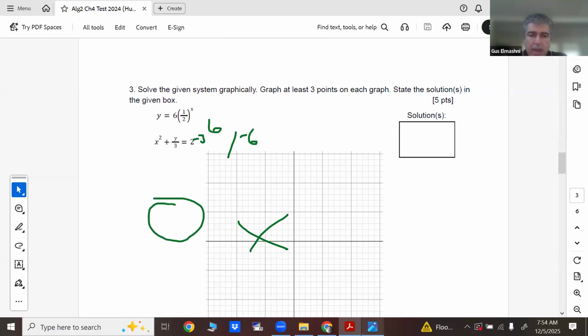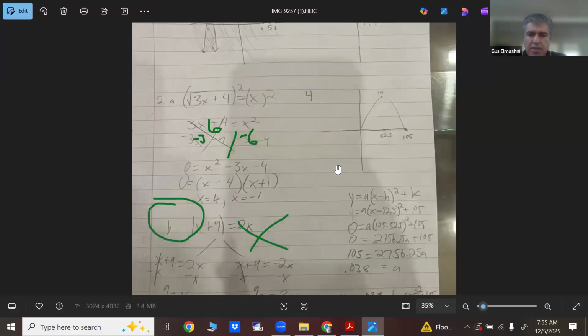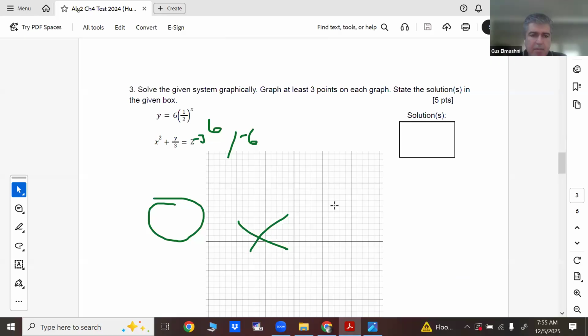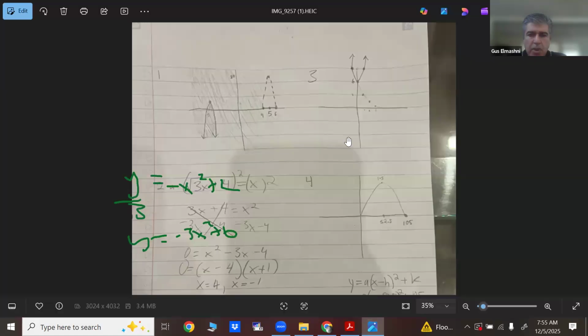Okay, for number three, I don't think you're going to see that. That was something we did specific to last year. But I think you got the graph right. If you get y by itself, you get y over 3 equals -x squared plus 2, multiplied by 3, y = -3x squared plus 6. So you definitely have the vertex correct, but you have it pointing the wrong way. Should be pointing down, not pointing up, because it's negative.